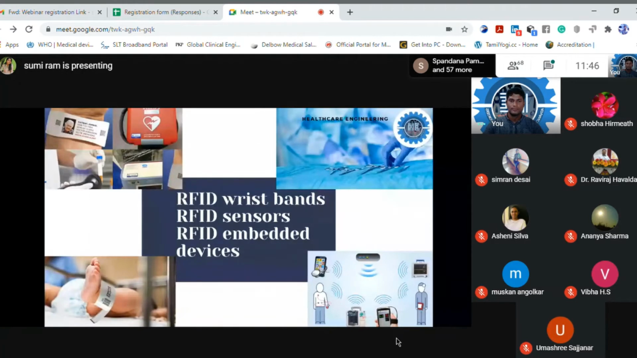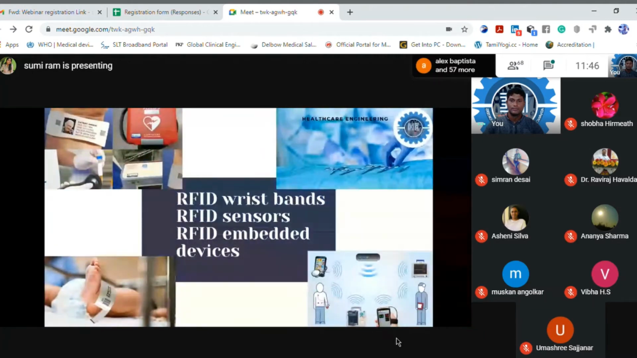So now, in what ways is RFID used? We have RFID wristbands, RFID sensors, and RFID embedded devices. So what are RFID wristbands? For patient tracking purposes, RFID wristbands are used. This is especially useful for newborn babies to avoid matching with the wrong parents and to prevent kidnapping issues. These RFID labels can be used to secure babies.